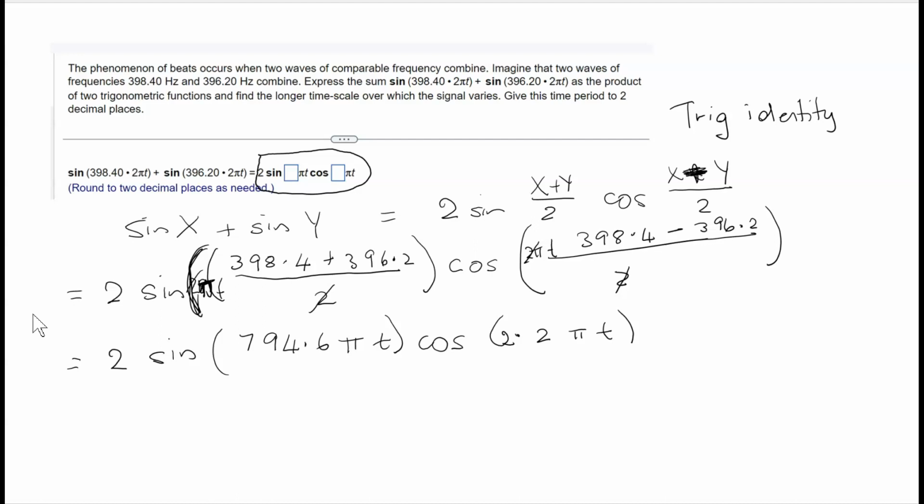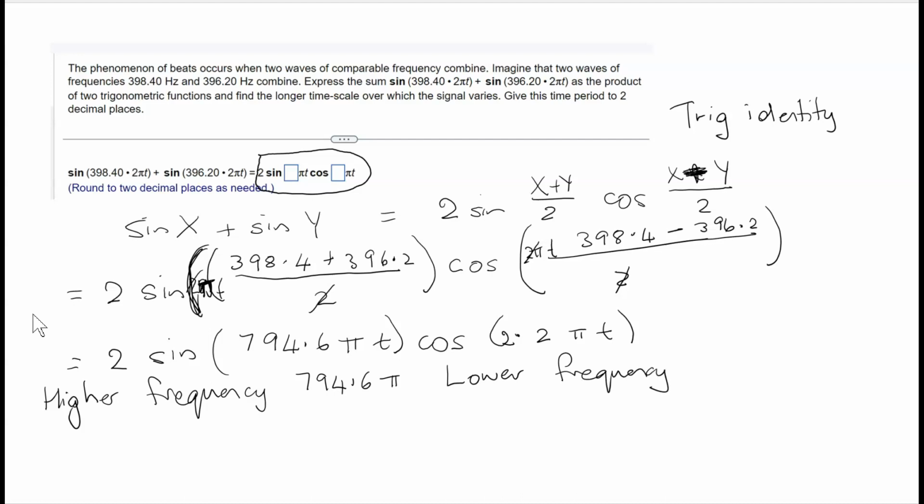Now, it says in the help for this particular question, and this is kind of specialized knowledge, and you wouldn't get this in an exam, but it does give it to you in the help. So we can work out, first up, that the higher frequency is the 794.6 pi, and the lower frequency wave is the 2.2 pi wave. It tells you in the help that the time period of the combined wave is that of the lower frequency one.